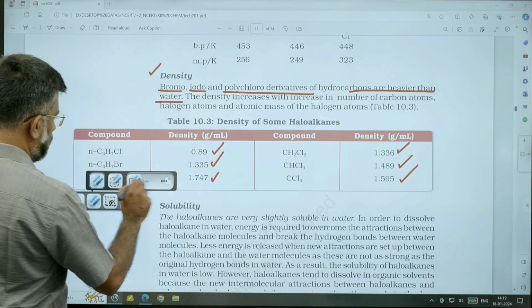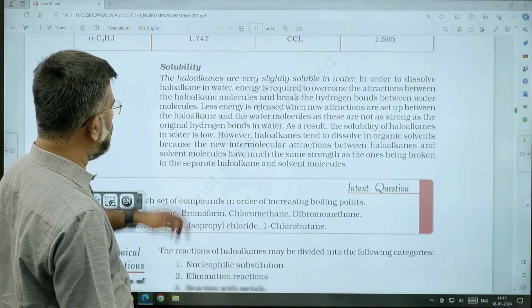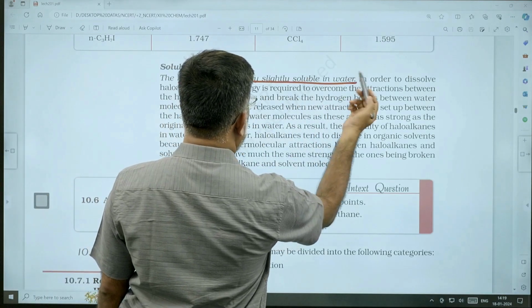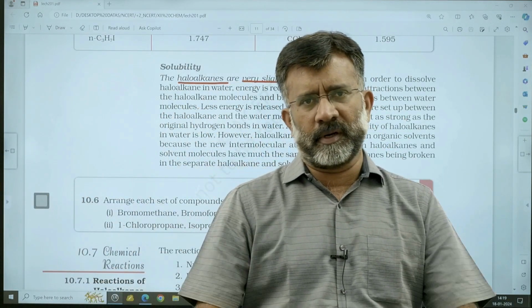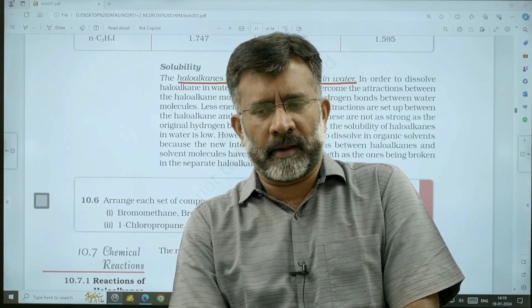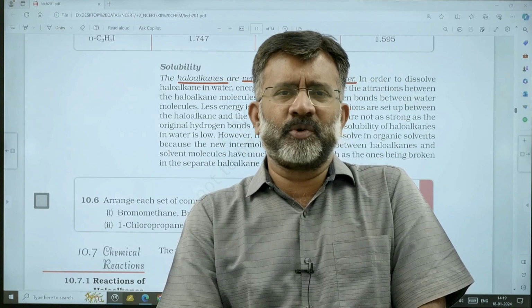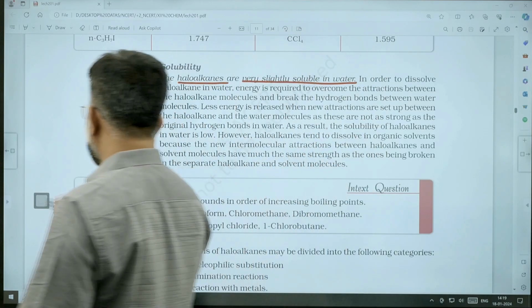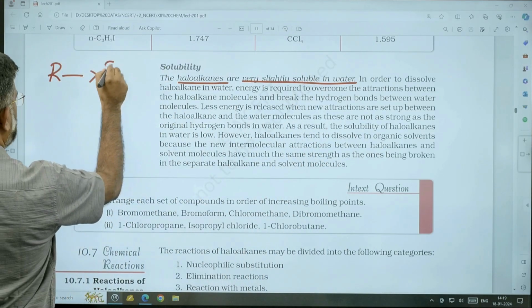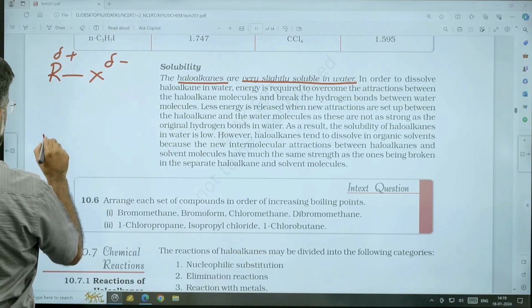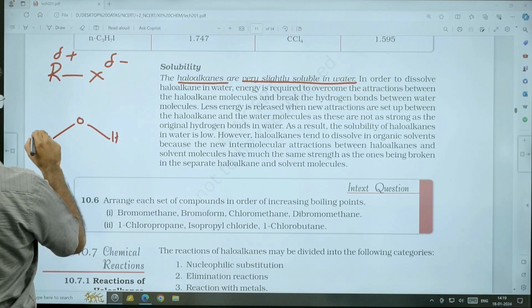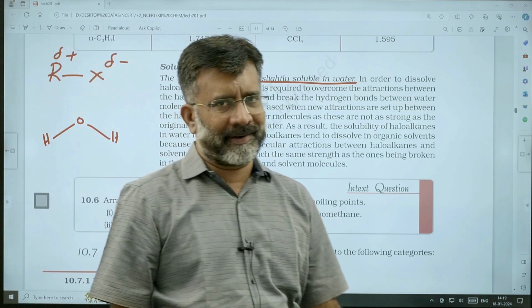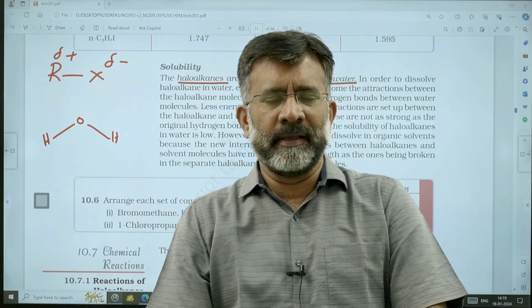Now a talk on solubility also. Haloalkanes are very slightly soluble in water. Even though they are said to be polar, they are not sufficiently polar to form hydrogen bonding, or to break the hydrogen bonding in water. RX is polar, agreed, but it is not sufficiently polar to break this hydrogen bonding and thereby create a hydrogen bonding with water. That is not substantially formed.